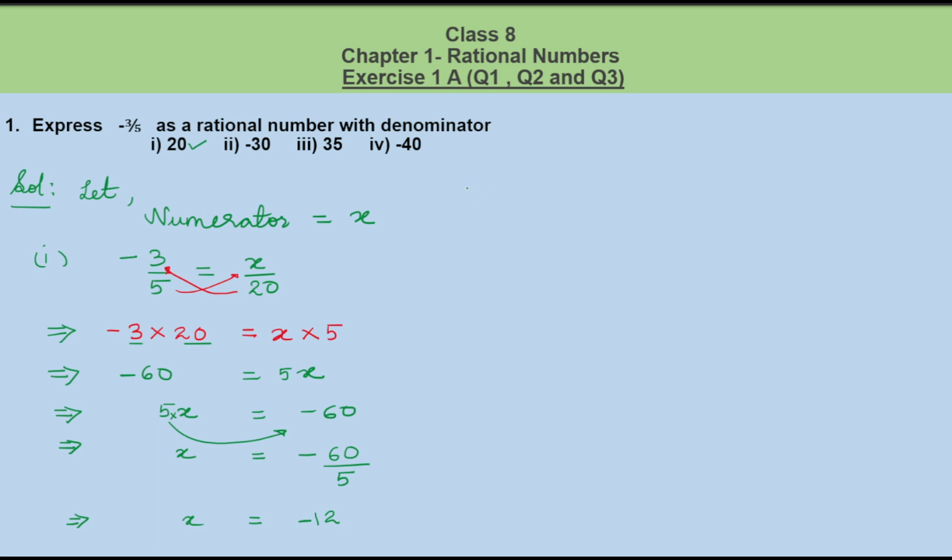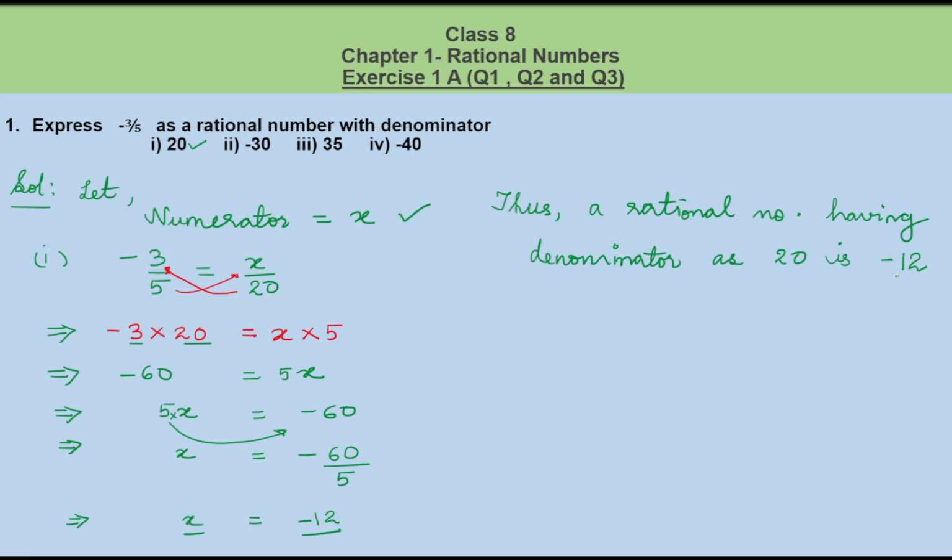Now the new rational number that we have is, thus, a rational number having denominator 20. The value of x is 12, and x was our numerator, so you get 12. The numerator is 12 and the denominator is 20, correct? So this is how you solve these kinds of questions.